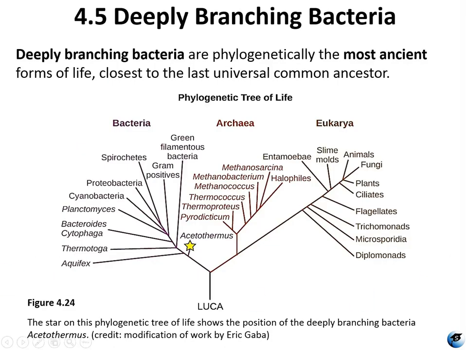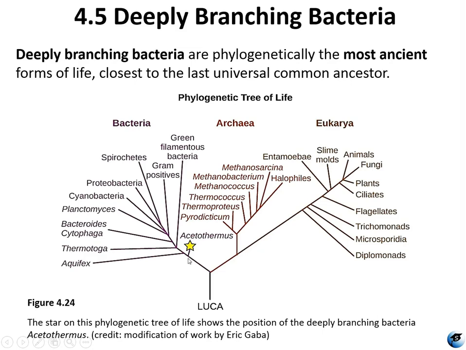Deeply branching bacteria are phylogenetically the most ancient forms of life. Not the most ancient bacteria, the most ancient forms of life on Earth. They're the closest thing that we've ever been able to find to the universal common ancestor in the phylogenetic tree. So they're kind of a big deal in that regard.